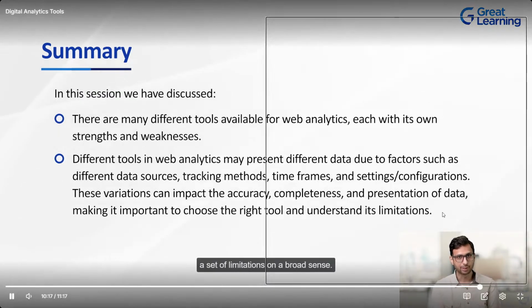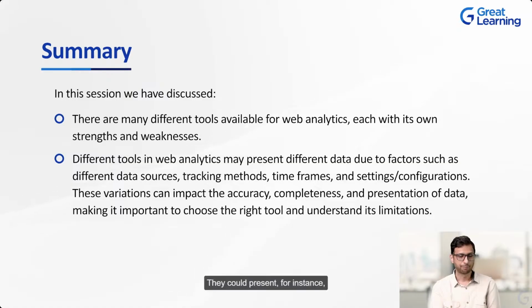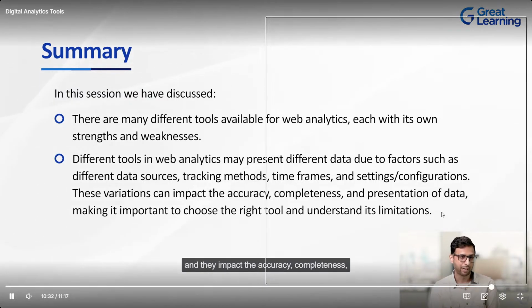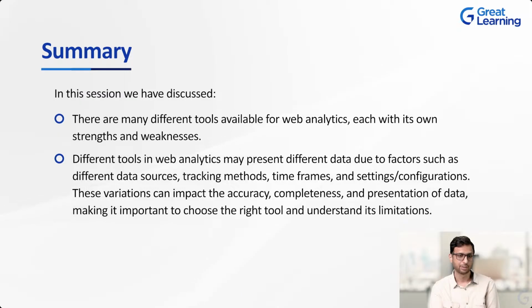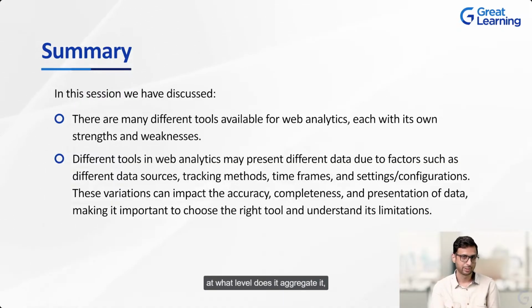But these tools also come with a set of limitations in a broad sense. They could present, for instance, different data because of different tracking sources, different data sources, different granularity of time, different configurations that are used, and they impact the accuracy, completeness, and presentation of the data in a tool. So when you pick a tool, it's not only important to check all the features it has to offer, but you will also have to read the fine print on the limitations. You have to understand how the tool collects the data, at what level it aggregates it, and whether it is a problem for the use case that you're trying to handle. If you're running a campaign where tracking it every minute is important and you have a tool which is tracking data at a weekly level, then clearly there's a mismatch.